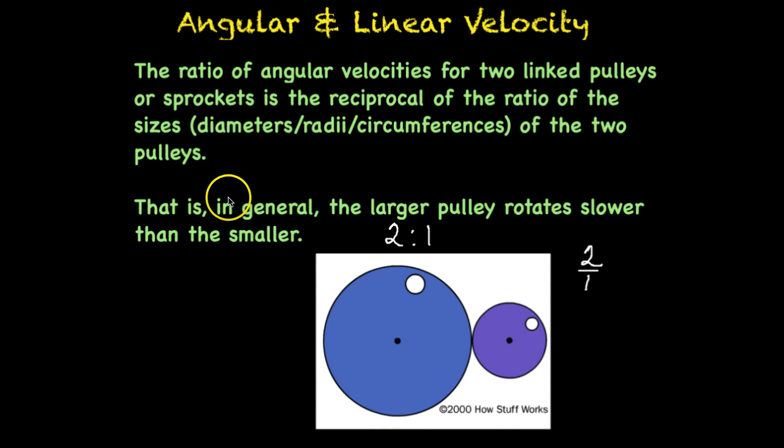So, as we said, in general, the larger pulley here rotates slower than the smaller one by the reciprocal of the ratio of the sizes.